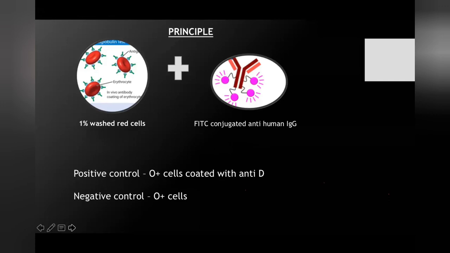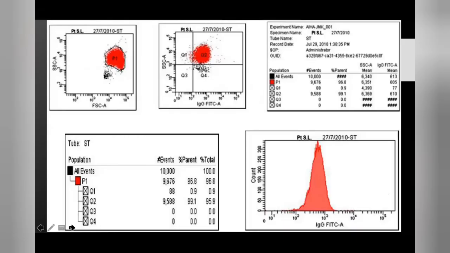So the principle again is very simple. Over here by flow cytometry, we take washed red cells at 1%, assuming that the antibodies are bound to the surface, right? Then we use a goat anti-human immunoglobulin, which is conjugated with FITC, and the sample is analyzed. We do run positive and negative controls. The positive controls are O positive cells which have been coated with anti-IgG, and negative controls are simply healthy O positive cells. Next, please.